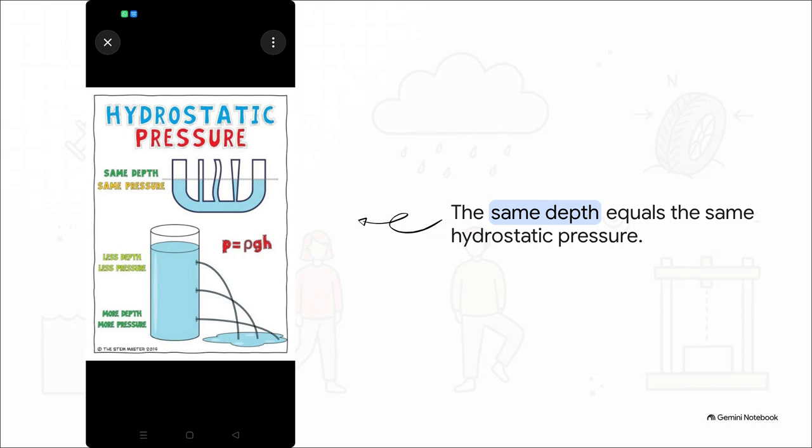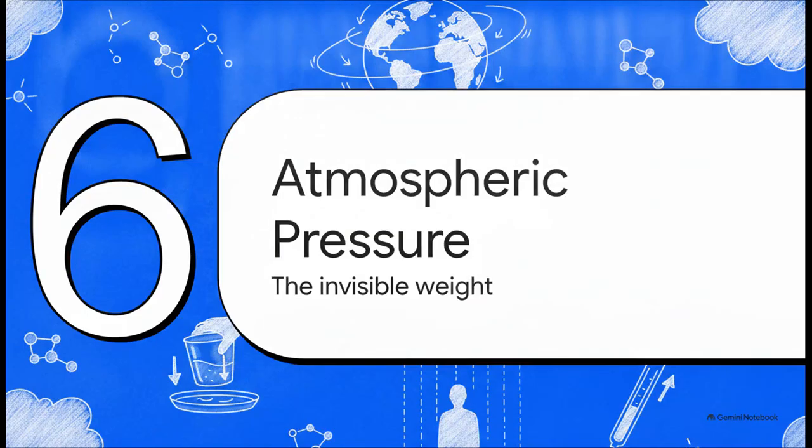And hydrostatic pressure is solely dependent on that vertical depth. Notice how, despite the crazy, winding, vastly different shapes of these connected glass columns, the water sits perfectly at the exact same level across all of them. The shape of the container? Doesn't matter. The volume of the water off to the side? Doesn't matter at all. Because the liquid is connected, the pressure equalizes based purely on depth. If you're at the exact same depth anywhere in a connected, uniform liquid, you are going to experience the exact same pressure, period.